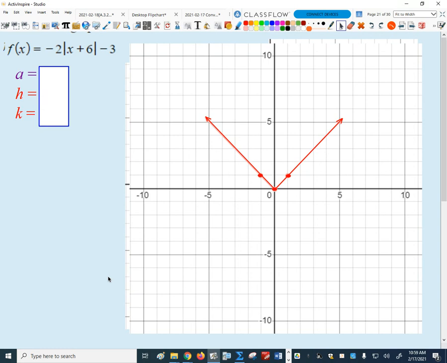Okay, so we all agree A is -2. What about H? Type the value of H in there for me. And be careful with this one, right? This is the tricky one. If I have an X plus 6 inside the function, what's the value of H? Everybody give me the value of H here.